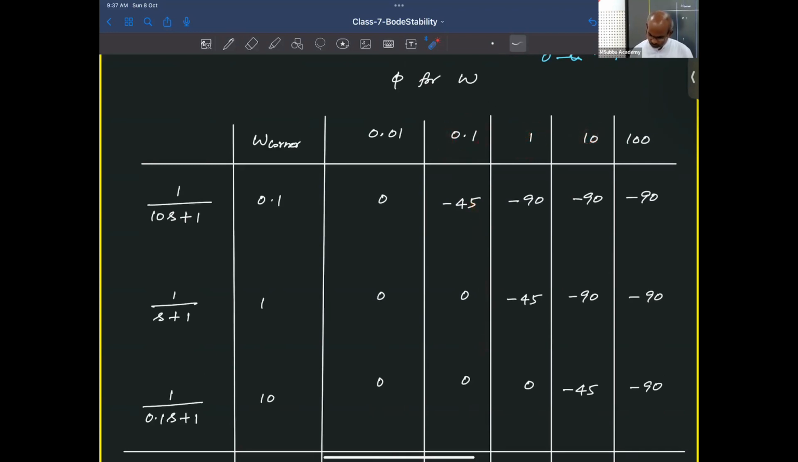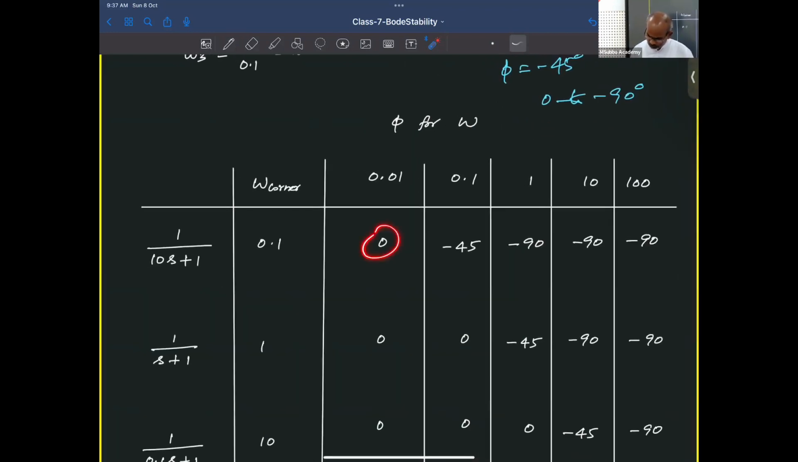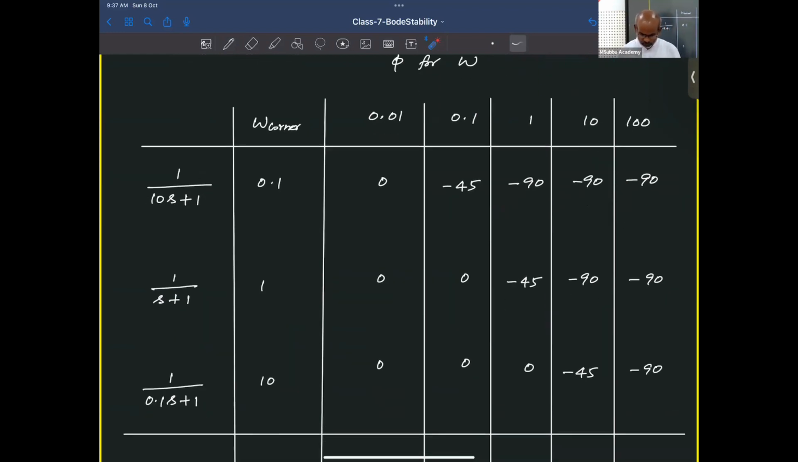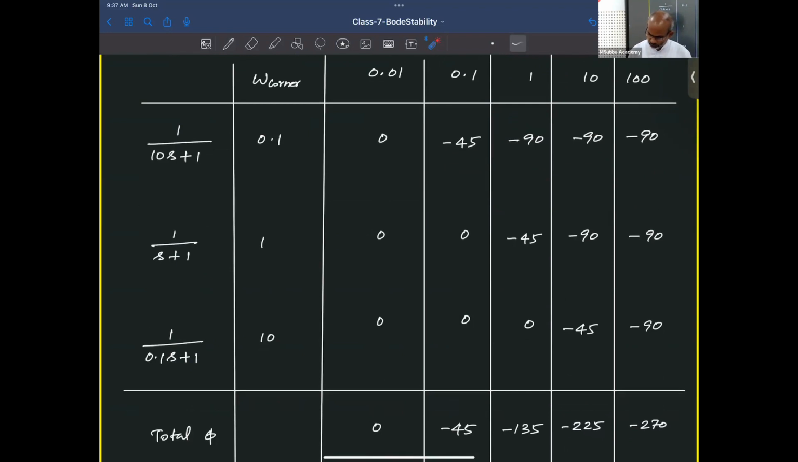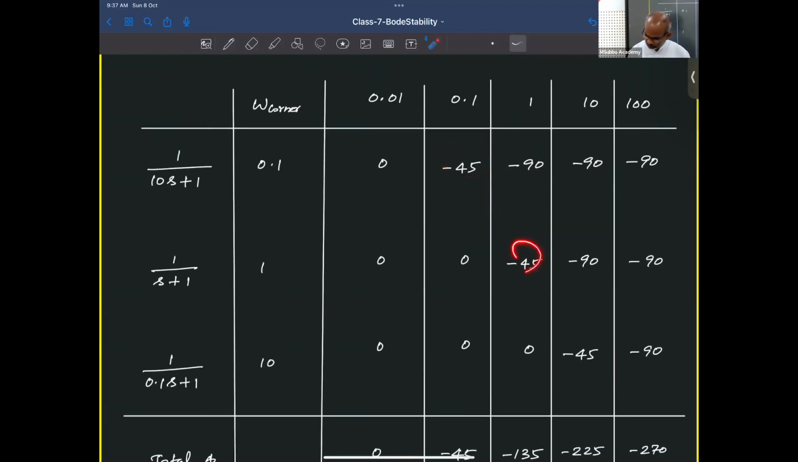Additionally, we also write this data for 0.01 and 100. This is 1/10 of the corner frequency. This is 10 times the corner frequency, like that. So now we have the values written for the midpoint.